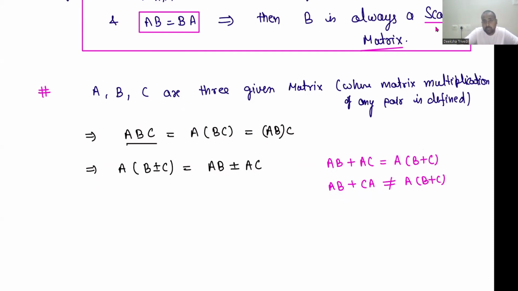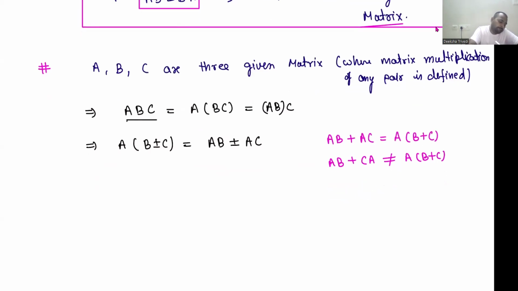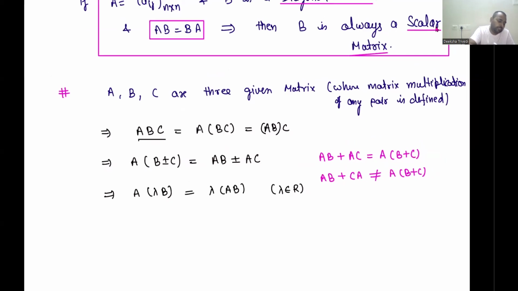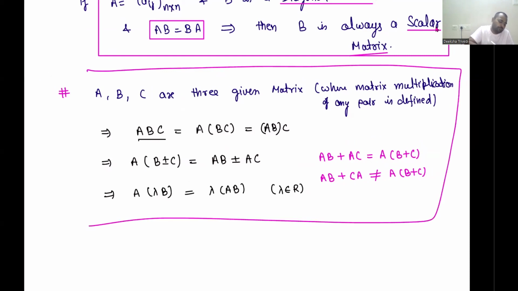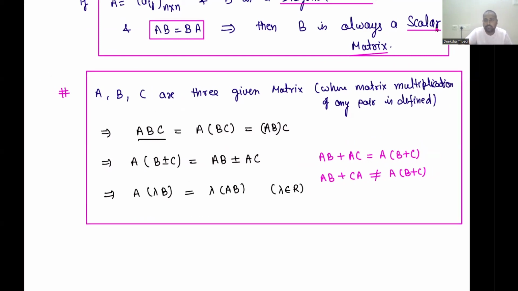Check, anyone have any doubt? Now, next thing we can write that A into lambda B is lambda AB, where lambda is any real. These are some properties which we are using in matrix multiplication. That is property segment 1. And we have so many of these properties which we use in matrix multiplication in different ways.